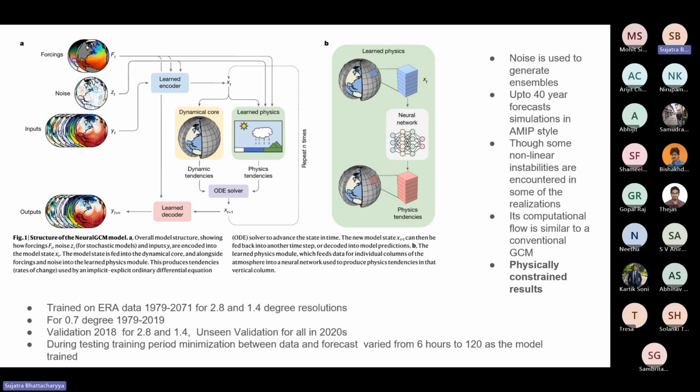Initially, I think they started with 6, and as they went along in the period from 1979 to 2019, from what I read, it looks like they increased the period at which they would connect the reanalysis data, up to 4 months.